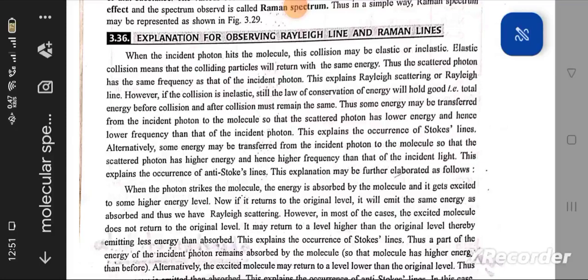Alternatively, some energy may be transferred from the molecule to the photon so that the scattered photon has higher energy and hence higher frequency than that of the incident light. This explains the occurrence of anti-Stokes lines. This explanation may be further elaborated as follows.